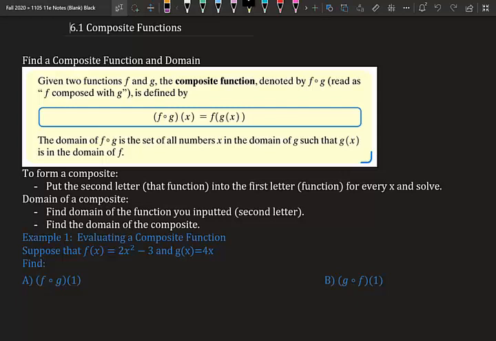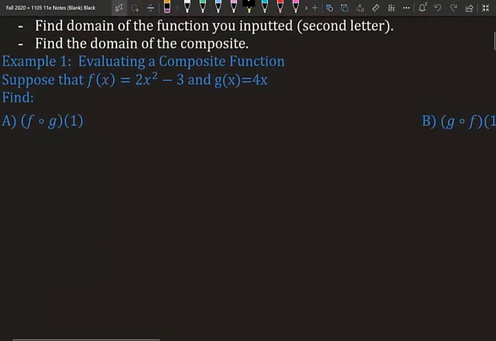To form a composite, you're going to put the second letter function into the first letter function for every x and solve. For the domain of a composite, you find the domain of the function you inputted, which is the second letter function, and then you find the domain of the composite. We're going to practice with finding domain in example 2. Example 1, let's find our composites.